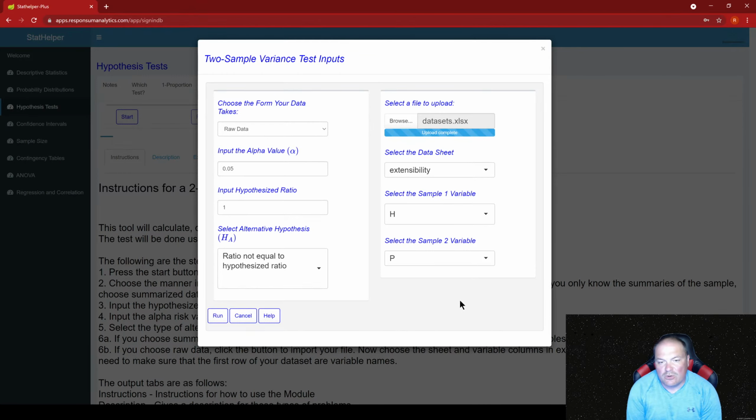Now, does it matter whether you do P in the first sample or H in the first sample? No, because we're looking for not equal to anyway, so it doesn't really matter. We have alpha at 0.05. Our hypothesized ratio is going to be 1, because when you do an f-test, you're finding the quotient of the two variances. When we subtract them, equality means 0. When we divide them, equality means 1. We want not equal to. Let's click Run.